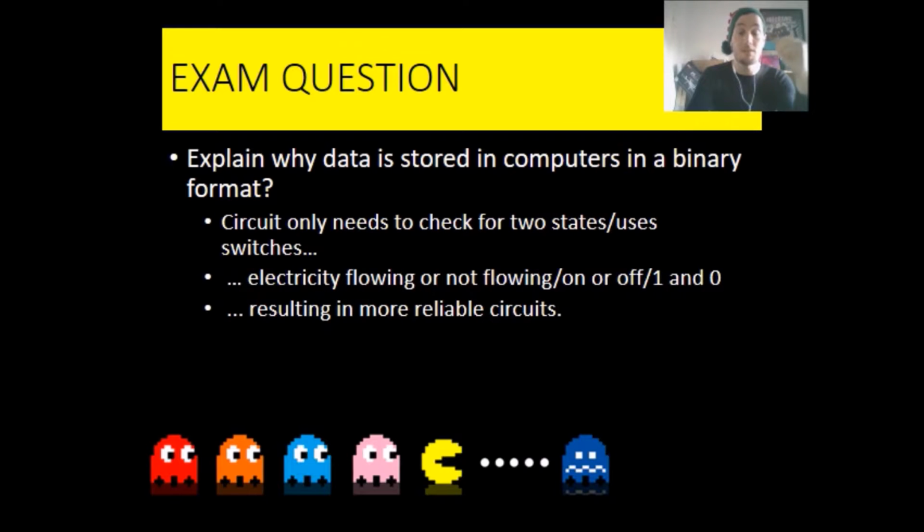Moving on from that, circuits need to check for 2 states. So there's one way that you can get a mark for an exam question like that, because electricity is either flowing or it's not within the computer system. So that is either your 1 or a 0. Now, to extend that even more, you can talk about how this results in more reliable circuits, because you could imagine if you've got 4 or 5 outcomes, that's 4 or 5 outcomes that could go wrong. Whereas in binary, you've only got a 1 or a 0, which can go wrong. So that's something to bear in mind for the type of exam question that you might get at such an early stage.